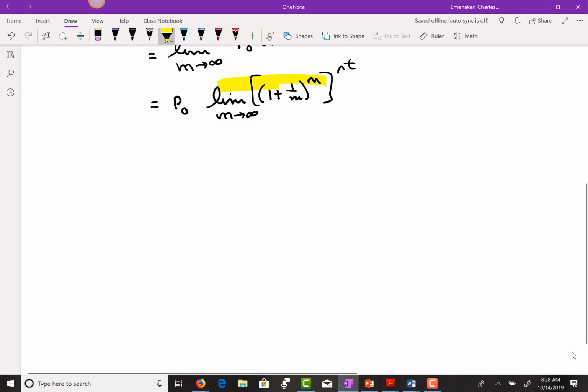And this part right here, you may or you may not recognize this. It's often written as the limit as n goes to infinity of 1 plus 1 over n raised to the nth power. Okay, so it's often written like that. Does anybody recognize what that's equal to?